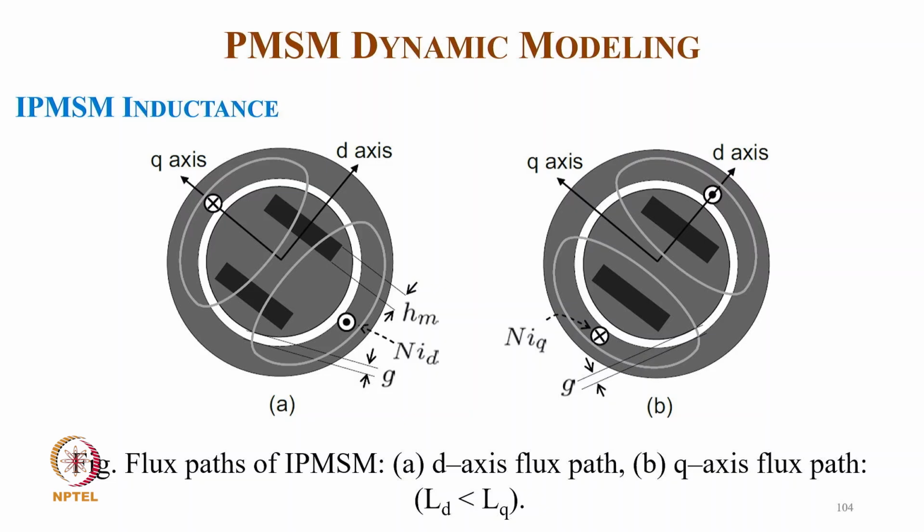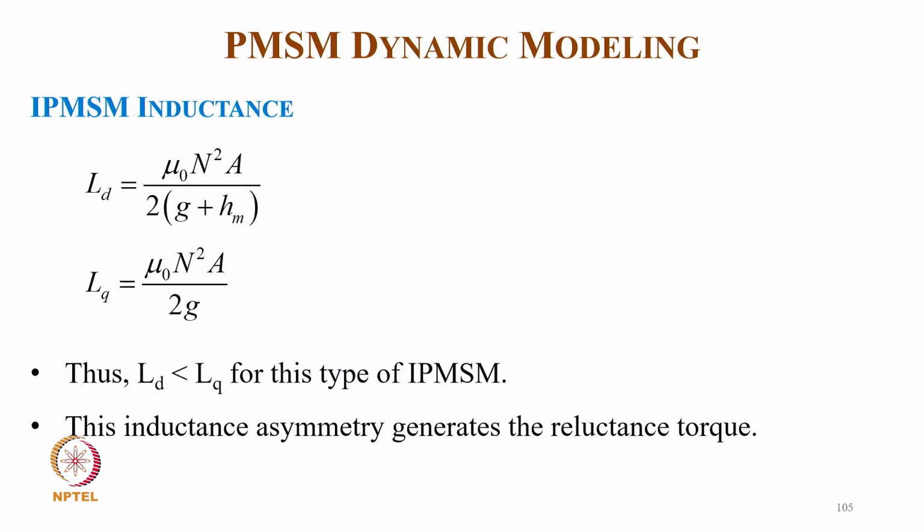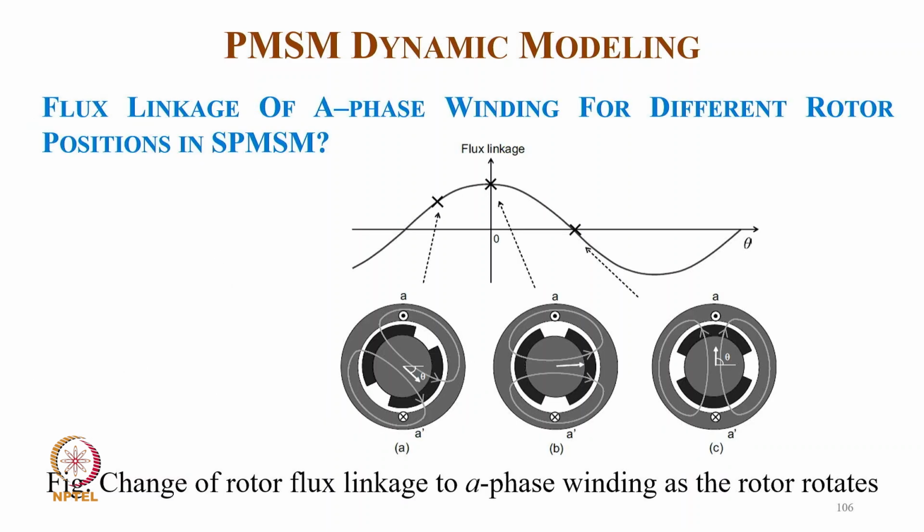So this is typically the case of the flux path of an interior permanent synchronous motor, D axis path and Q axis path, where Ld is smaller than Lq because where the magnets are placed you have a larger air gap. Magnets also act like an air gap, especially rare earth magnets like samarium cobalt and neodymium iron boron. So now the inductance is Ld equal to mu_0 N squared A upon 2 in brackets (g plus hm), and Lq equal to mu_0 N squared A upon 2g. Thus Ld is much smaller than Lq for this type of interior permanent synchronous motor, and this inductance asymmetry generates the reluctance torque.